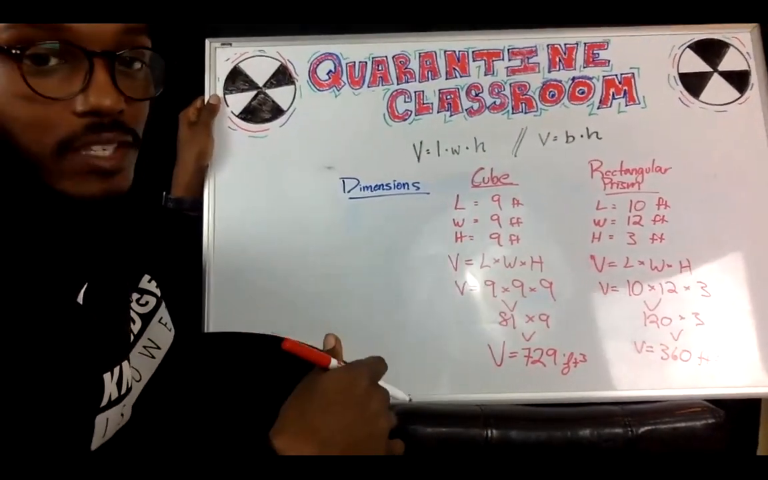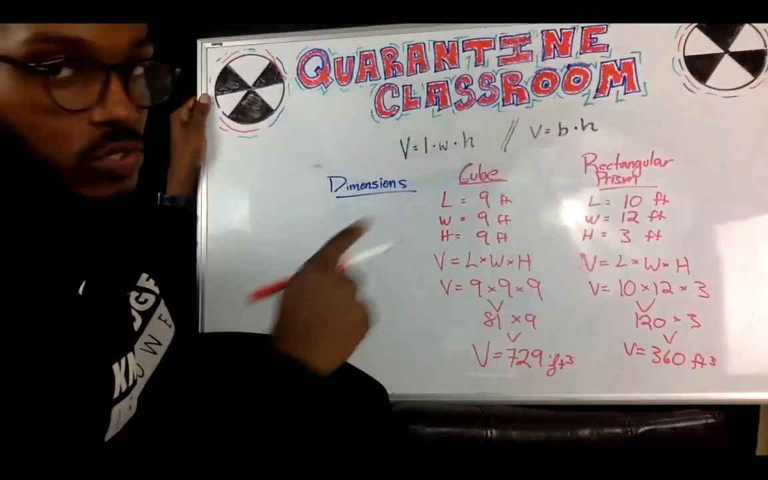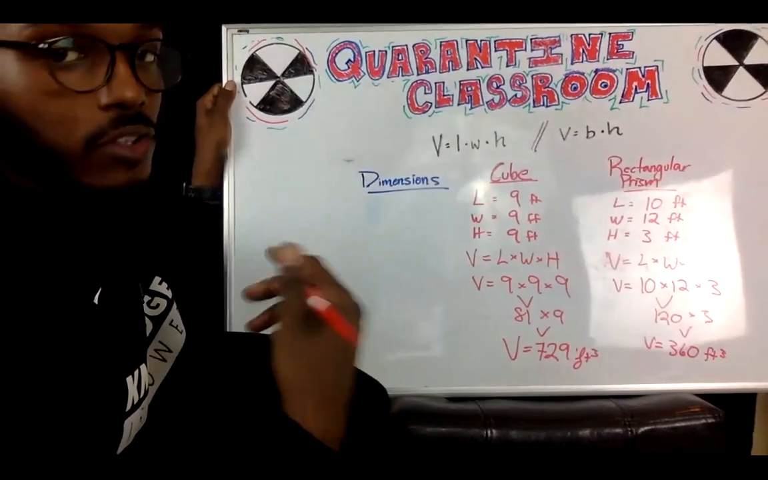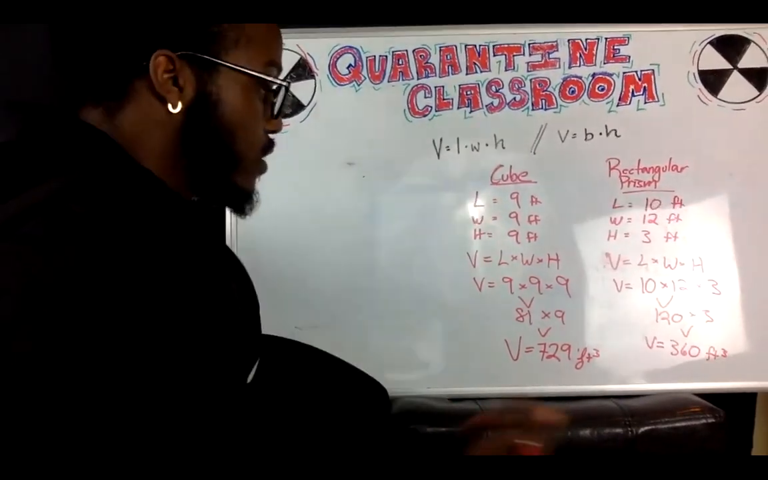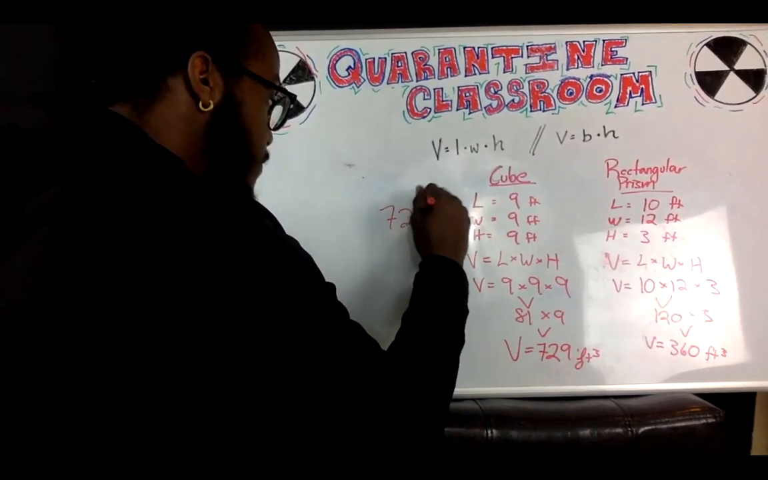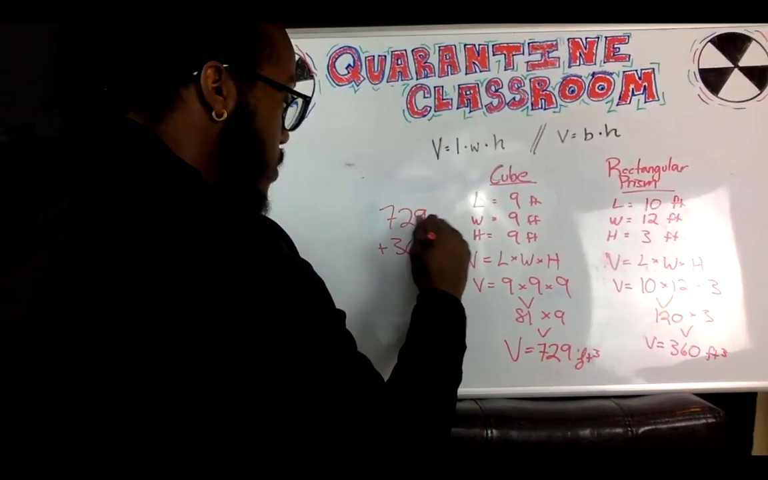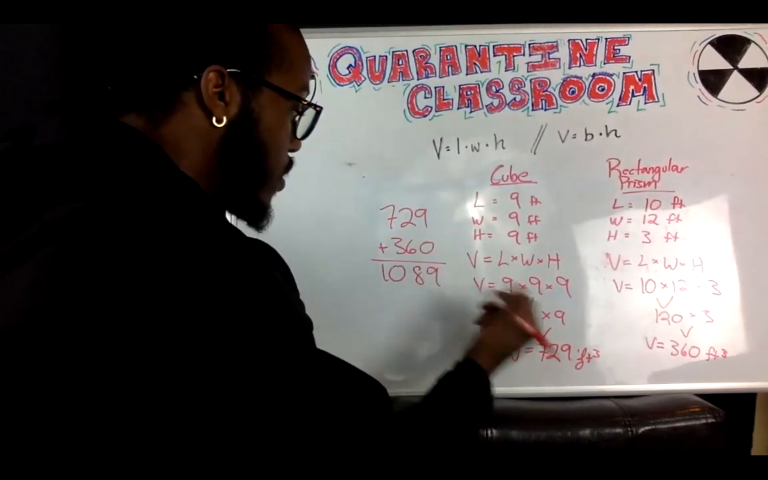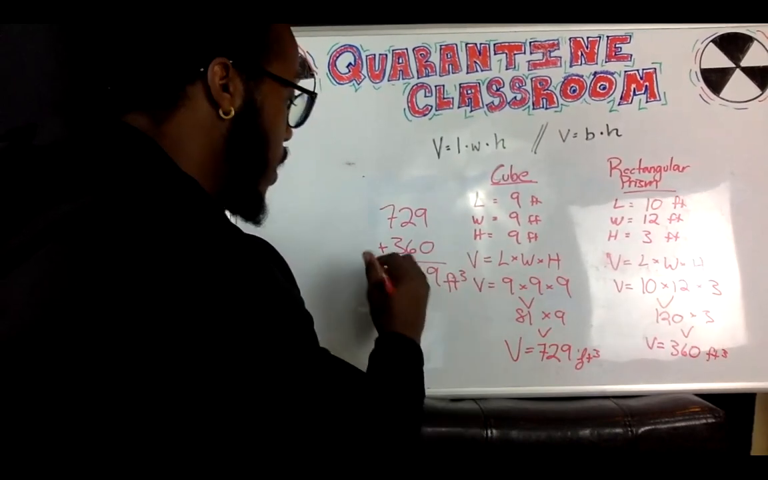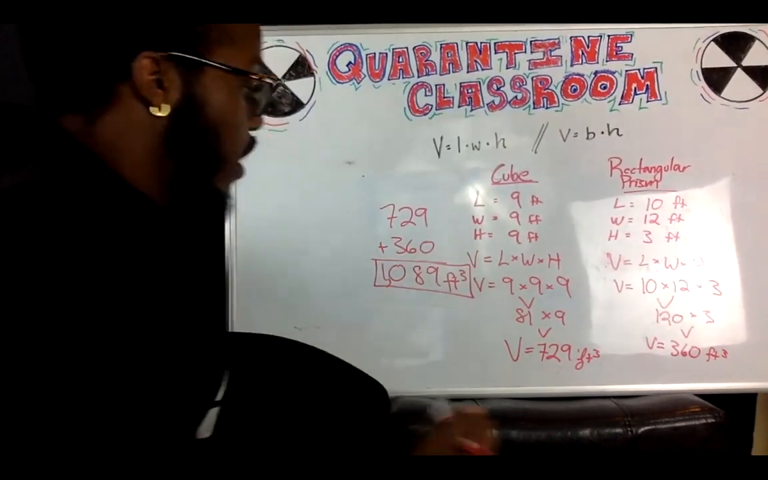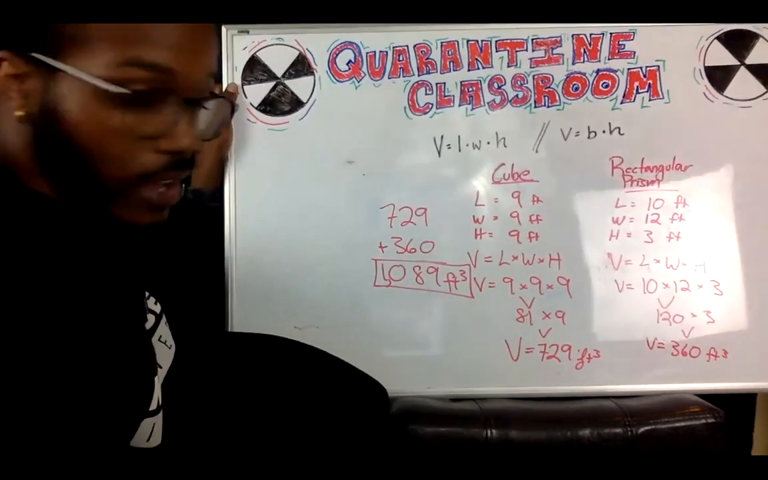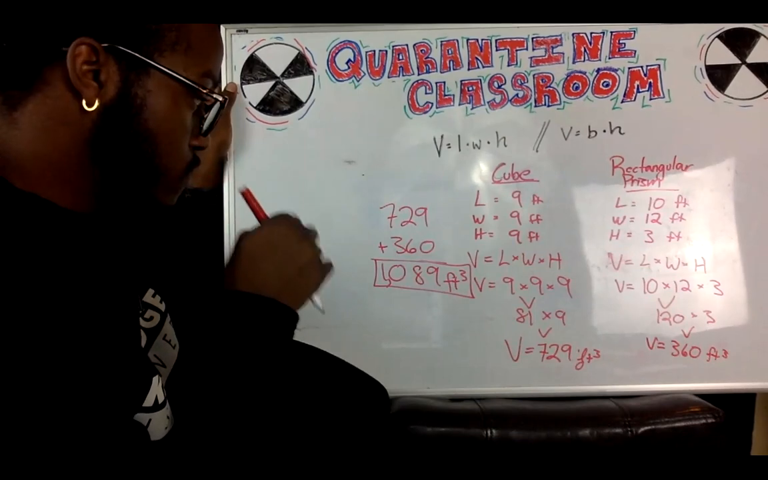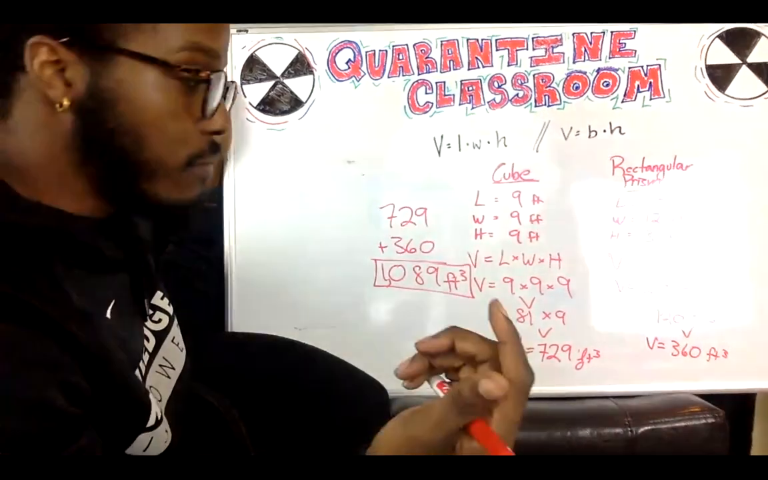I'm not done because it's asking me for the total volume of these two shapes together. So you can just go anywhere on your page. This is where you're gonna put the last little bit of your answer. So I'm gonna do 729 plus 360, add them together. And that's gonna tell me that my total volume is 1,089 square feet. And that would be the answer that you would put.